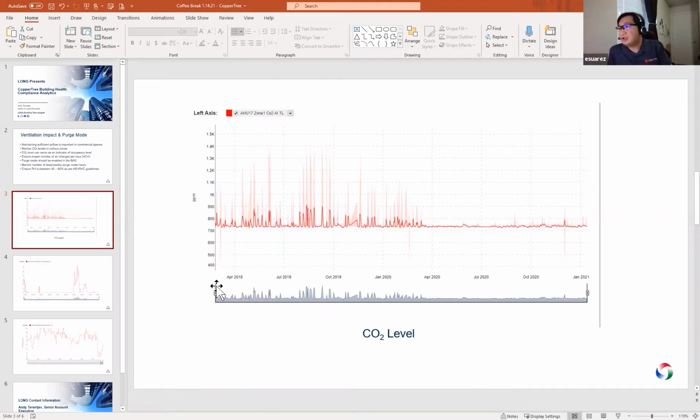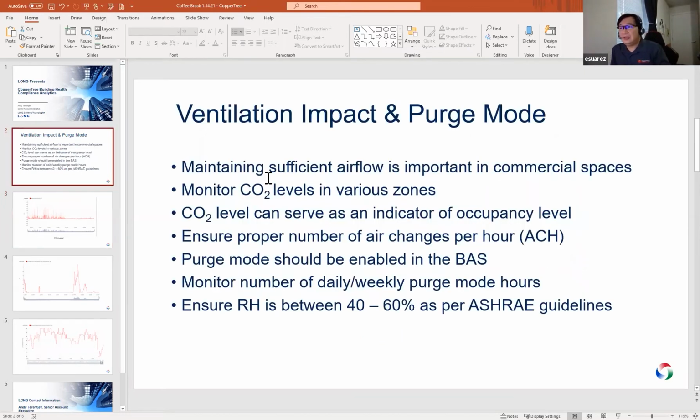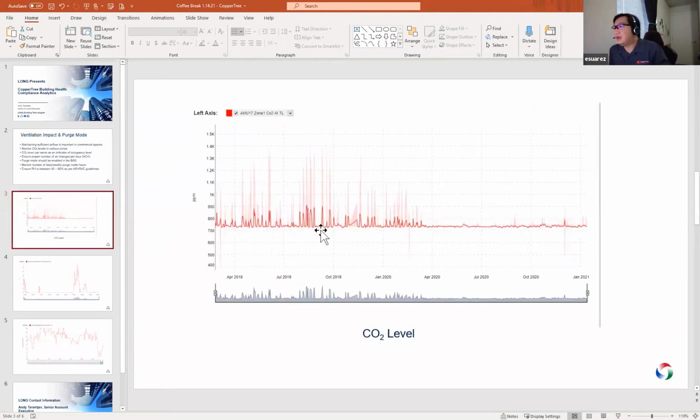What I've done is I've taken a snapshot of trend log data from around the March timeframe of 2019 all the way to current time. So if you can observe with this particular trend log, they're spiking to, I'd say in this particular case, over 1,300 parts per million for CO2 level.